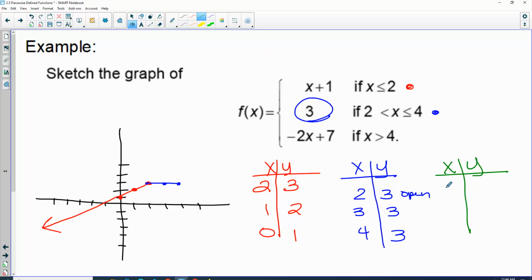Last one, I have to do x greater than 4. So start with 4 and then things larger. The 4 does not have an equal to, so it would be open.